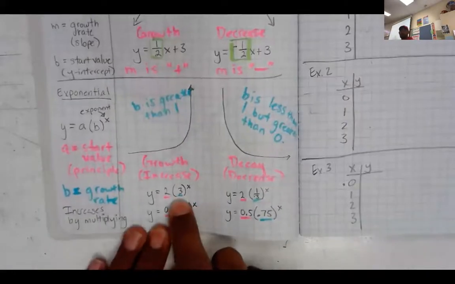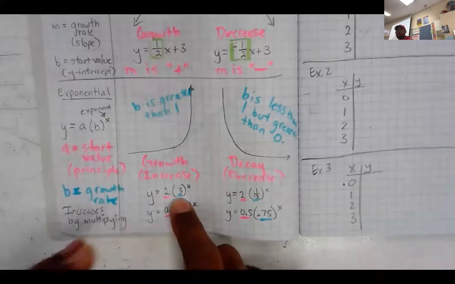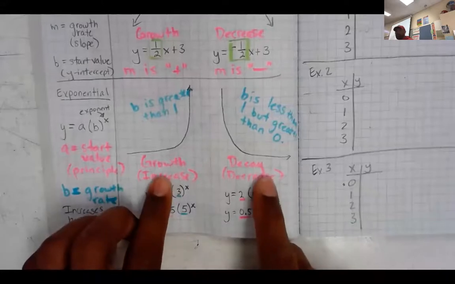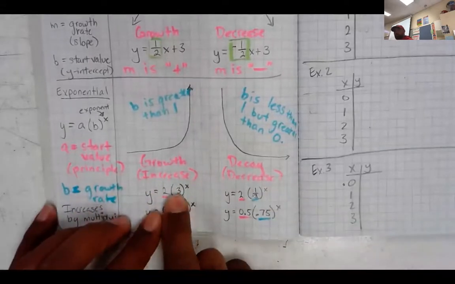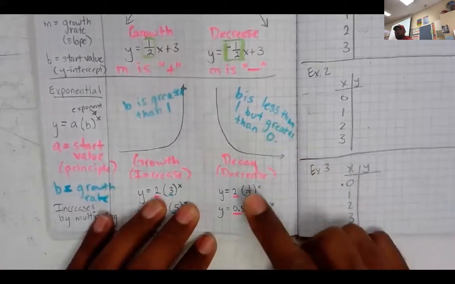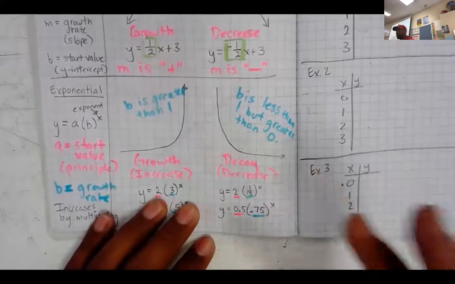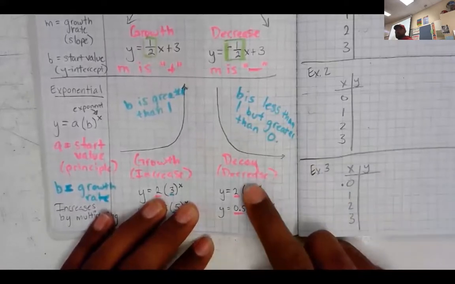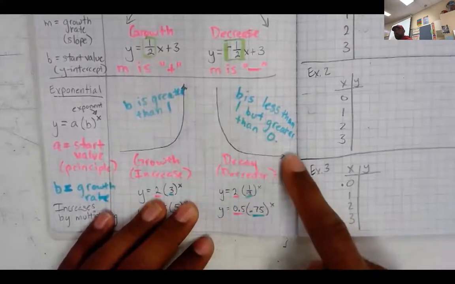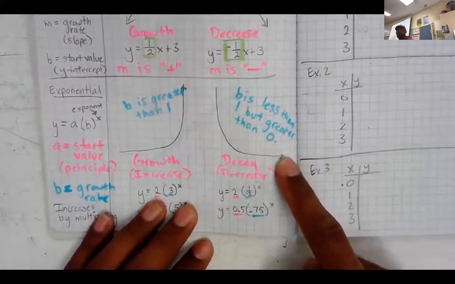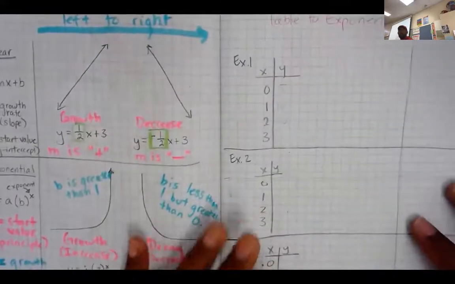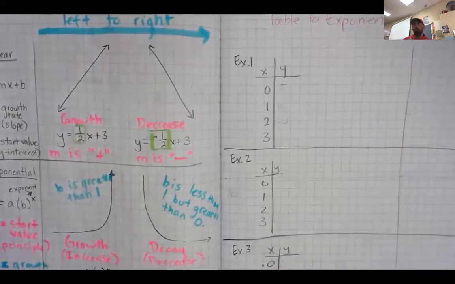Okay, so the B value tells us if it's growing or decaying, or increasing or decreasing is the other way to say it, right? If that number is bigger than 1, boom, it's going up. If B is greater than 0 and less than 1, then it's going to be a decay, or a decrease, where it goes down really quick and then slows down, but it's still going down, okay? So that's looking at the equation. Now we're looking at a table and we're trying to create an equation, okay?